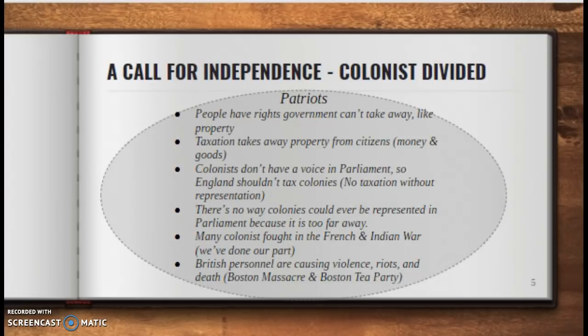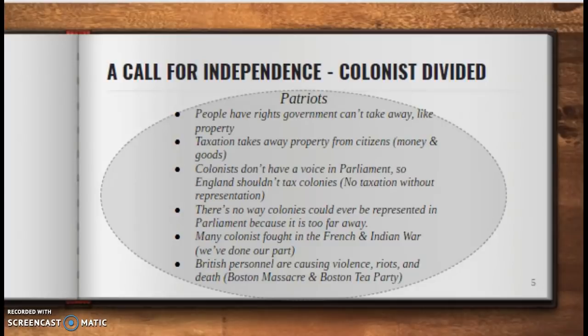On one side, we have patriots. Patriots were people who pretty much wanted to separate from England. They believed that people have rights that government can't take away, like property, life, and liberty. They also thought that taxation took away from property, meaning taxes took away money and thus hurt people's development or purchasing of goods. Colonists didn't believe they had a voice in Parliament, so England shouldn't be able to tax the colonists, and this is where you hear the slogan, no taxation without representation.